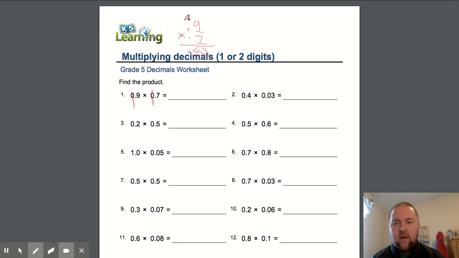Okay. Now, yes, it looks like they're in line there, but that is not how that decimal got there. So make sure you're counting how many numbers are behind the decimal here and matching that up with how many numbers are behind the decimal in your answer. So this answer for number one would be 63 hundredths.